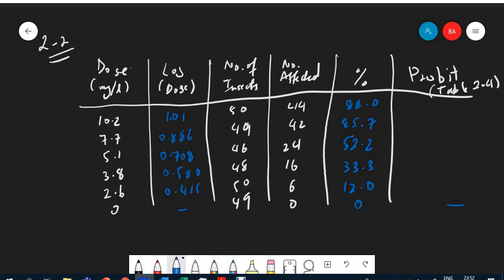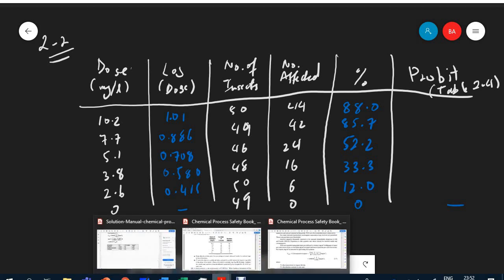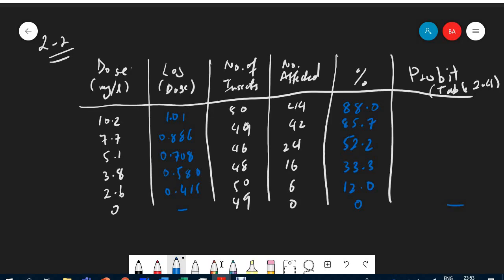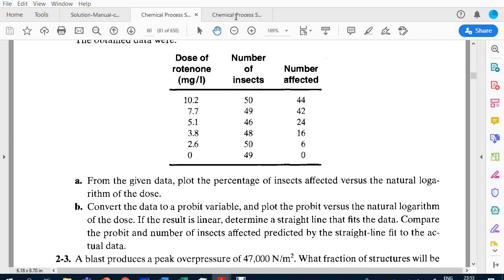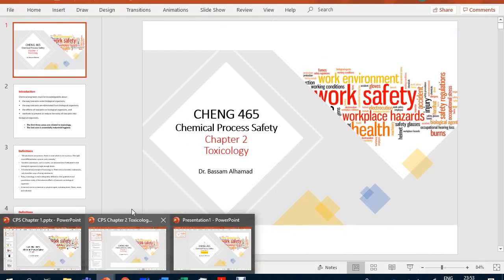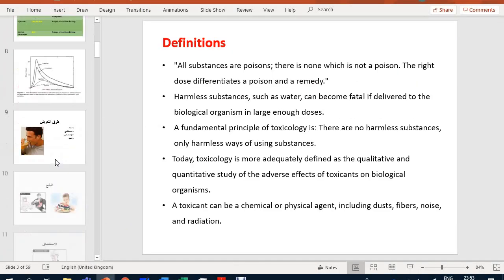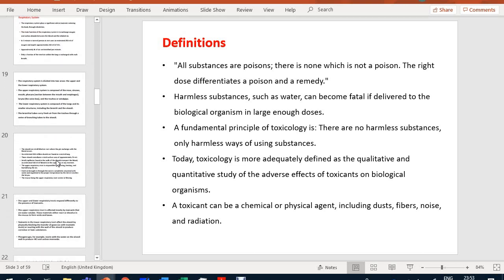So how do we get the Probit? How can we get the Probit? So if we have an 88%, okay, so that is 88. If we have an 88%, how can we calculate the Probit? So what you're going to do, you are going to go to the table, and I'm going to go to the table that I have shown you in the presentation.